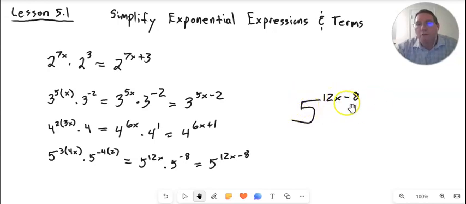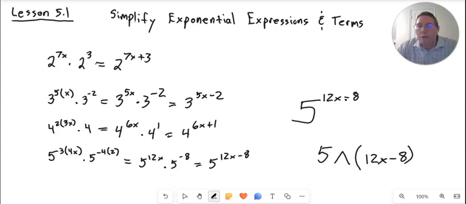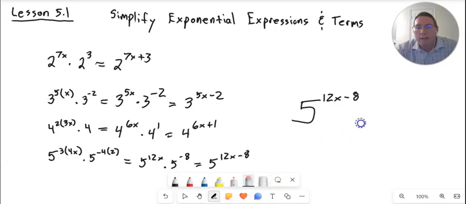And I will tell you if I don't understand. Another way you could write this if you needed to, but I really don't recommend it, is you can write 5 and then this symbol, and then in parentheses you can put 12x minus 8. Okay? This symbol means to the exponent of, and then we have to put the 12x minus 8 inside parentheses. But I really prefer for you to write it like this.